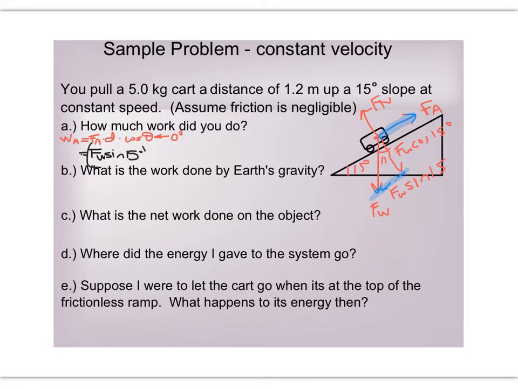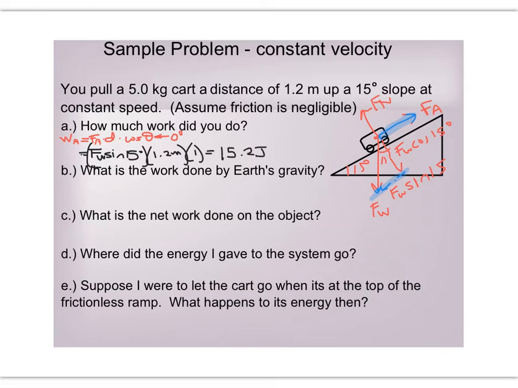So I have FW sine 15 degrees times the D, which is 1.2 meters, times the cosine of 0, or in other words, times 1. And so if I take the weight, 5 times 9.8 times the sine of 15 times 1.2 times 1, I get that the work done by you is 15.2 joules.